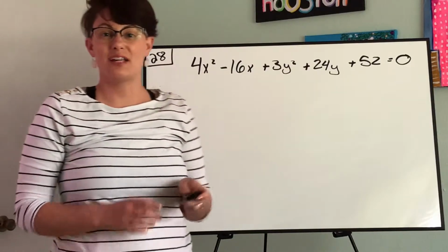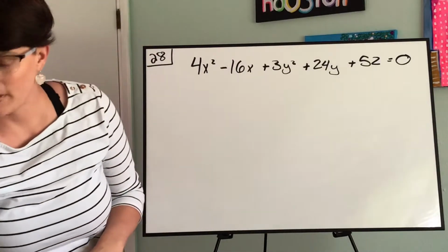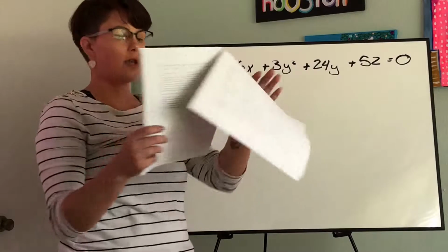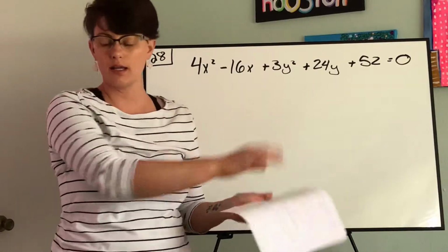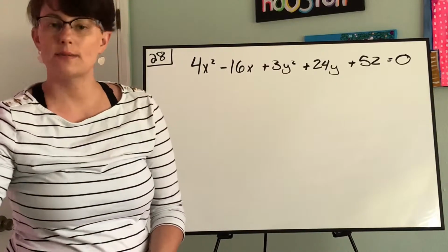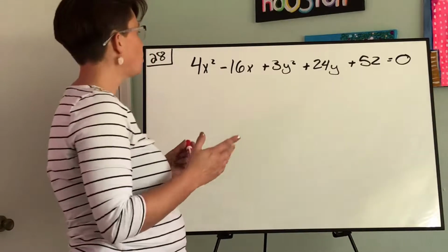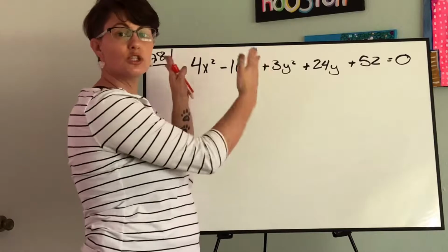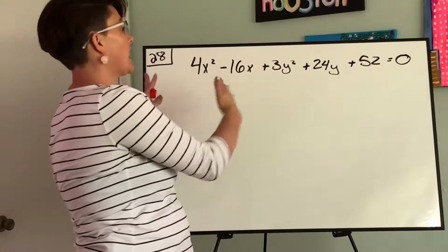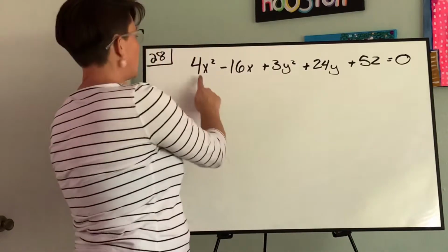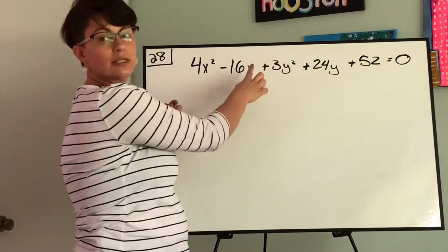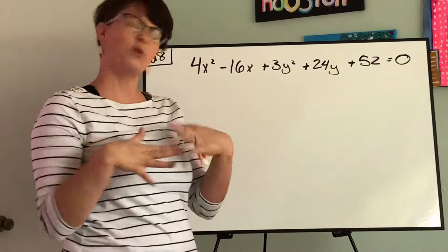Problem 28 in the Calculus Summer Review Packet. In this problem, we are being asked to write the equation in standard form and then identify the conic. So when we write something in standard form, we like to organize it so that any variable that's squared is on the left side and then anything else is on the right side. And along with the variable that's squared, you also want to include its matching non-squared variable.